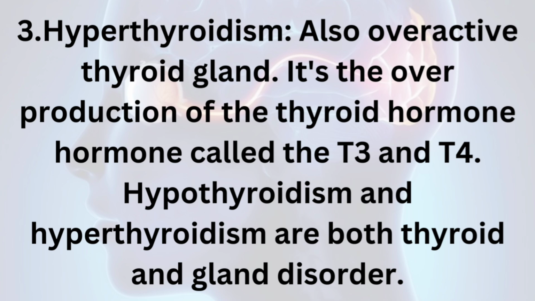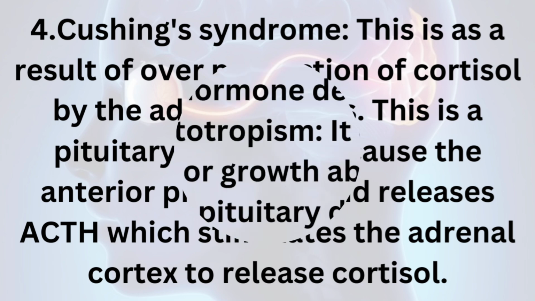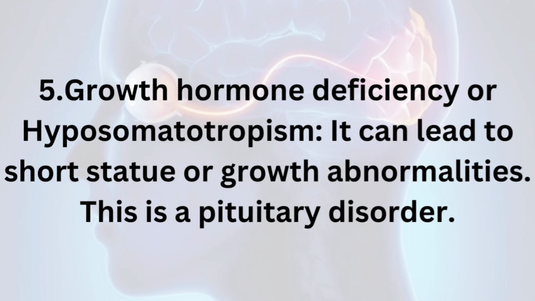Hypothyroidism and hyperthyroidism are both thyroid gland disorders. Number 4, Cushing's syndrome. This is a result of overproduction of cortisol by the adrenal glands. This is a pituitary disorder because the anterior pituitary gland releases ACTH, which stimulates the adrenal cortex to release cortisol. And number 5, growth hormone deficiency or hyposomatotropism. It can lead to short stature or growth abnormalities. It is also a pituitary disorder.